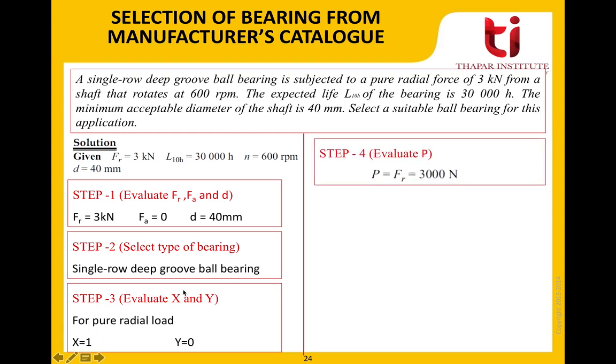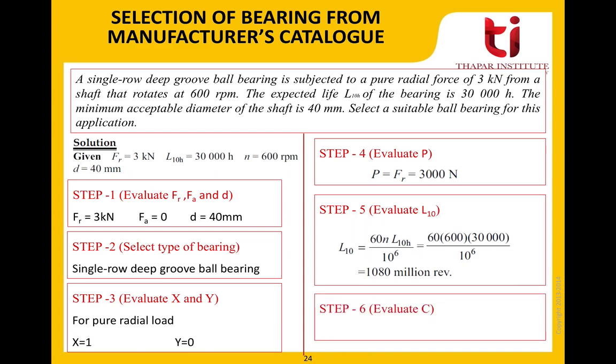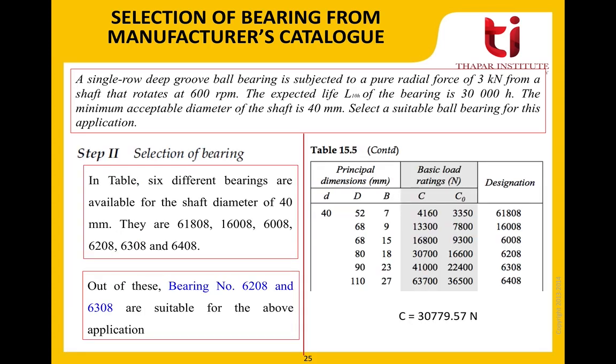In step 4 we evaluate P, that is the equivalent dynamic load. So for a pure radial load we know that P is equal to Fr, which is 3000 Newton. In step 5 we evaluate L10, that is the rated life of the bearing in million revolutions. We have the standard formula and we get it as 1080 million revolutions. In step 6, we evaluate C, that is the dynamic load capacity, through the standard formula. Capital C is equal to capital P into L10 raised to power 1 by 3, and we get it as 30,779.57 Newton. Now with this information, we need to go and have a look at the tables.